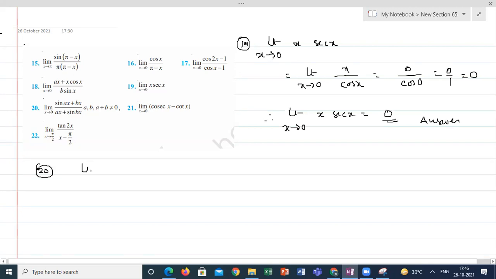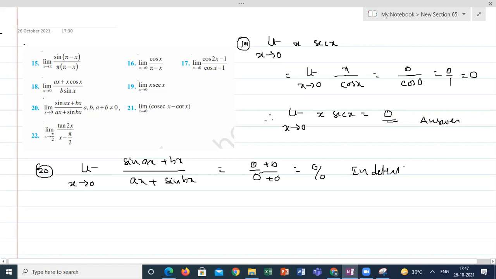20th question. Limit x tends to 0, (sin ax plus bx) divided by (ax plus sin bx), which becomes 0 by 0 if I substitute directly. 0 plus 0 by 0 plus 0, which is 0 by 0, an indeterminate form. How to do this question? Students, please respond. Number 20, how can you do it?